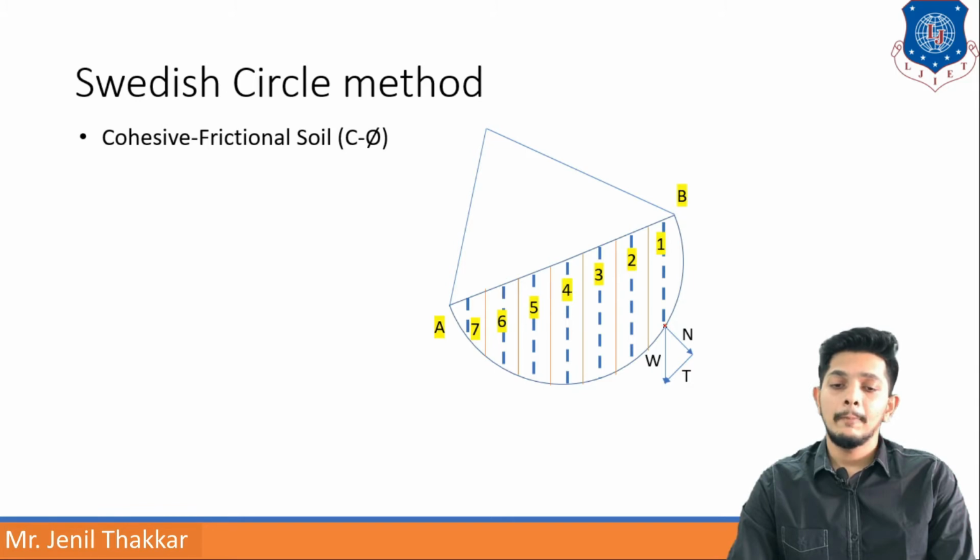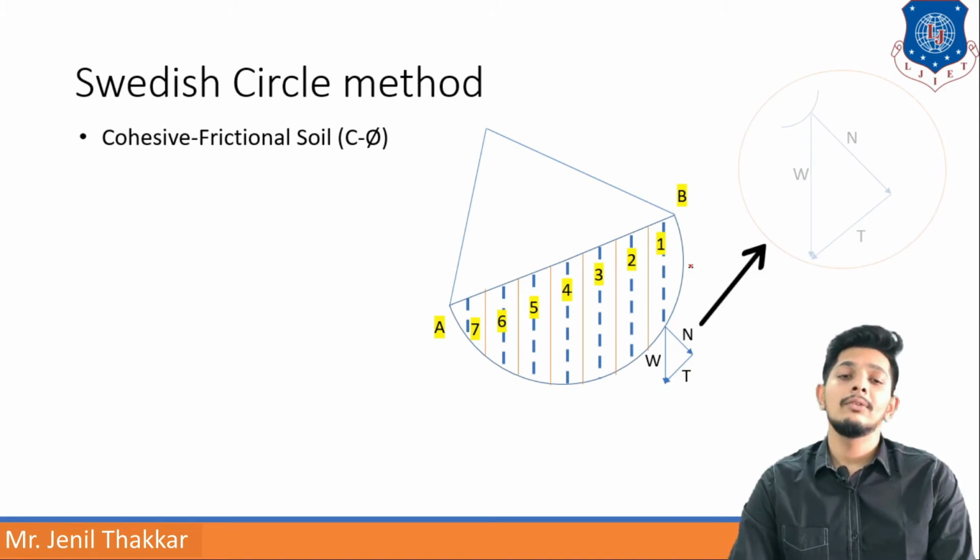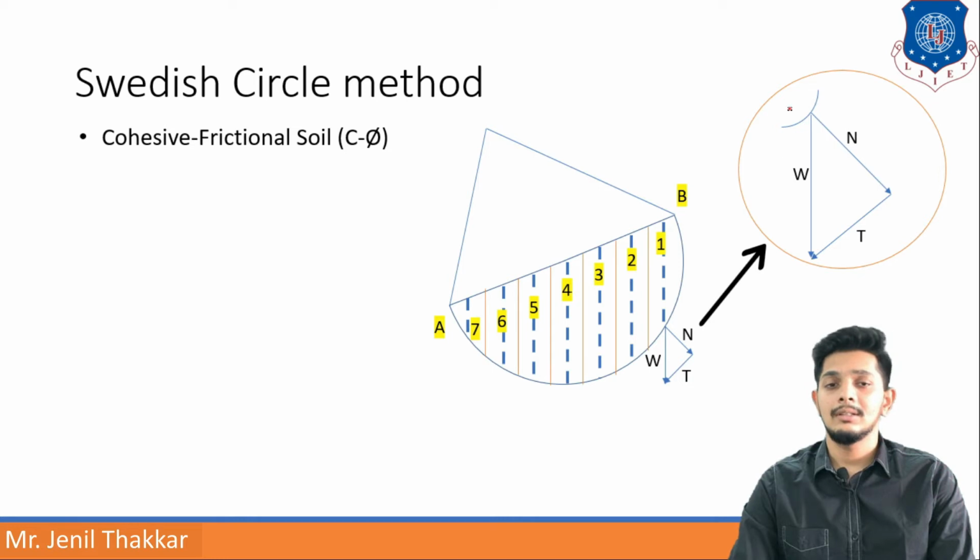Weight will obviously be going in the downward direction. Now I can divide that W component into two components, normal as well as tangential components, T and N. Now if you zoom in, it will look like this. This is my circle, and this is normal, this is tangential, and this is W weight. So now I do not consider weight, but I will consider N as well as T.